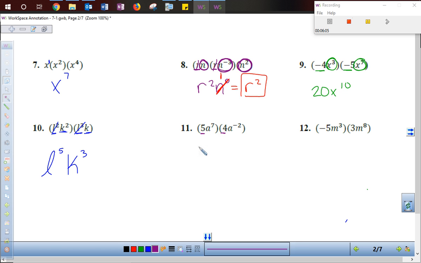On number 11, I have 5a to the 7th times 4a to the negative 2nd. So 5 times 4 gives me 20. Then a to the 7th times a to the negative 2nd. Add those together and I get a to the 5th.